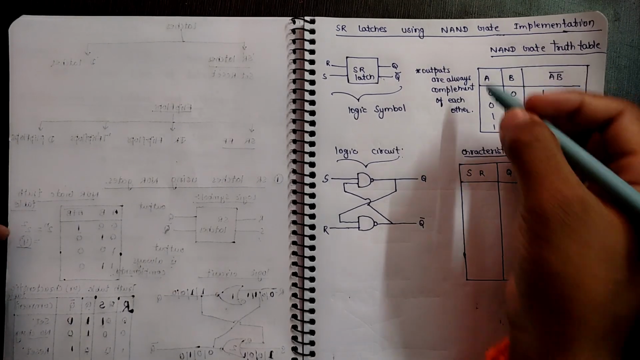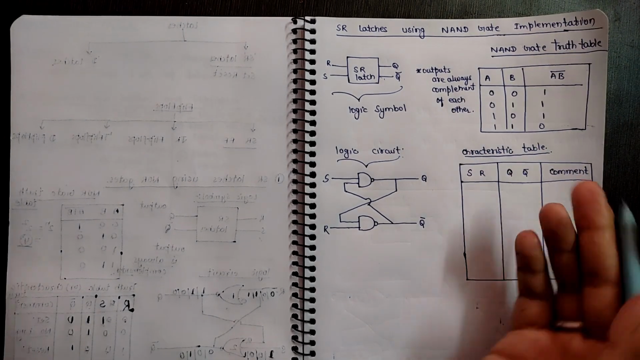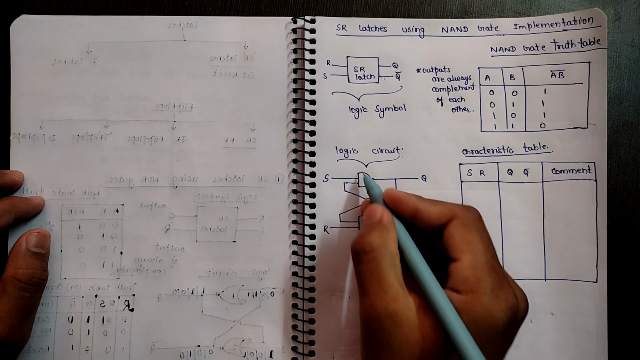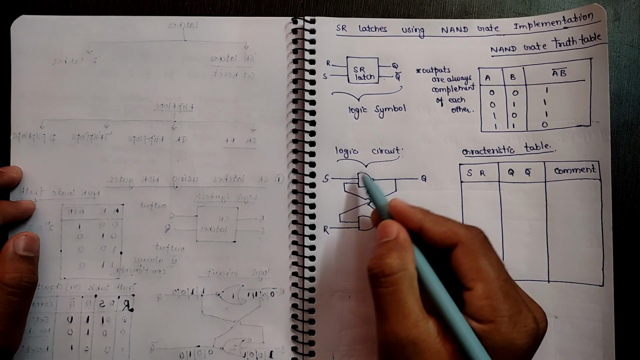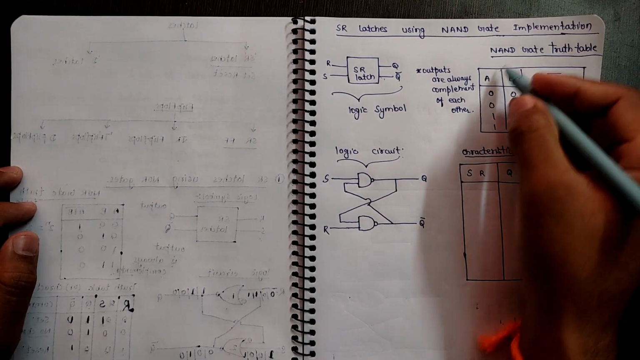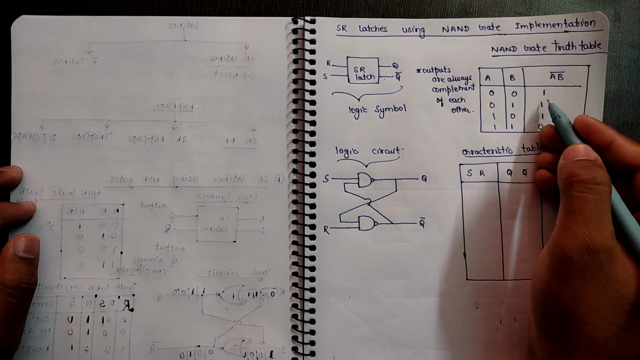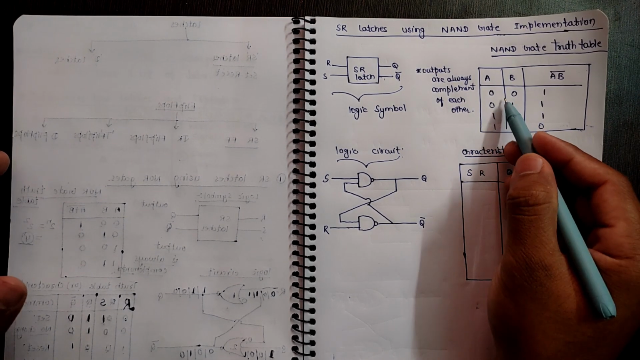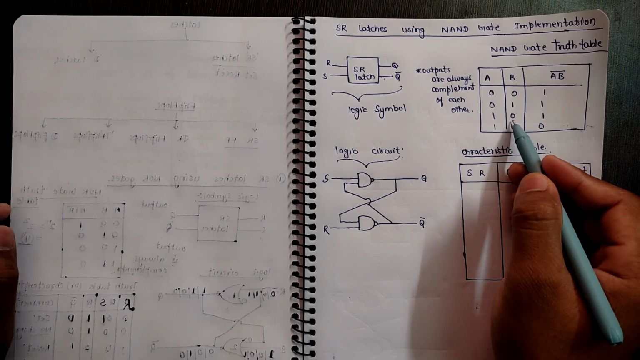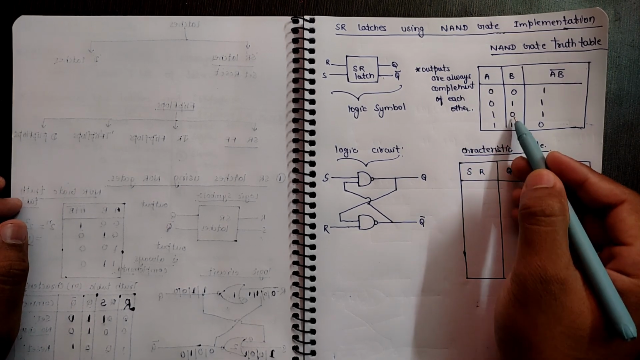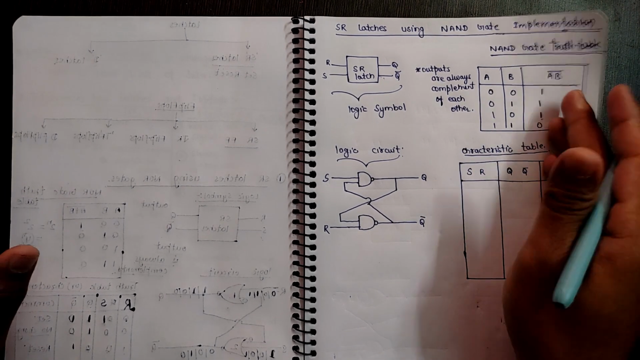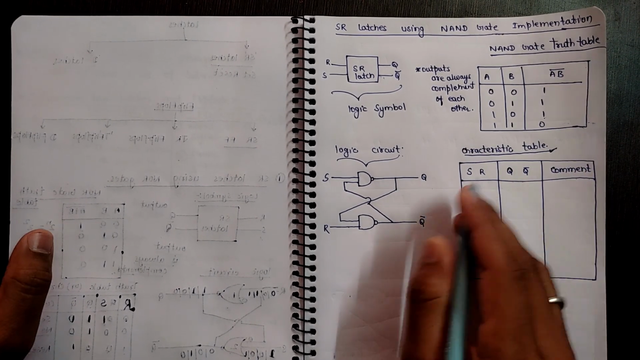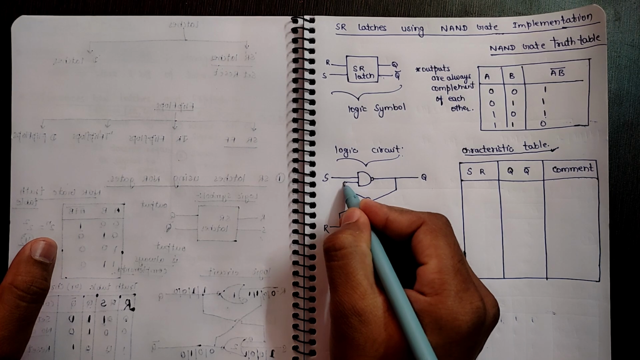Now we will see SR latches using NAND gate implementation. It is fully the same as the NOR implementation, the only difference is in the logic diagram. Here we use two cross coupled NAND gates, and here we use the truth table for NAND gate. Here we can see one pattern, that if any of the input of the NAND gate is 0, we will get 1 as our output. This we will consider for the characteristic table design and for the working of the SR latch using NAND implementation.